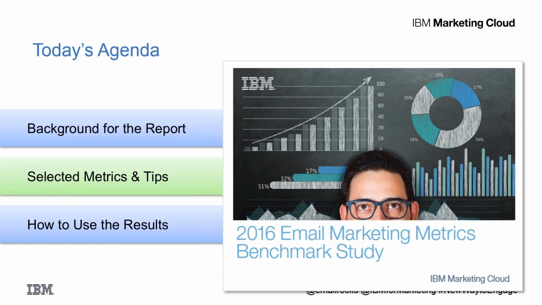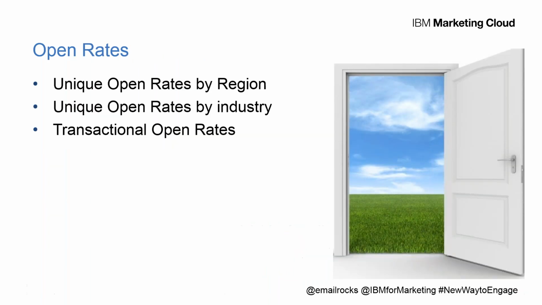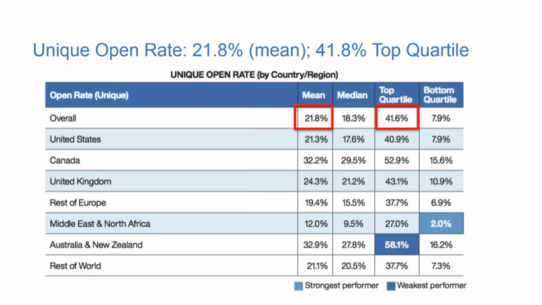So getting into the metrics. We'll start with open rates, and where we'll start is the unique open rate. This is probably the most common metric that email marketers are asked to talk about. On this first slide, you see how the open rate varies across different regions of the world. You've got your mean, your average open rate across all of the regions, came in at around 22%. The top quartile, you can see, is a pretty drastic difference there, almost 42%.